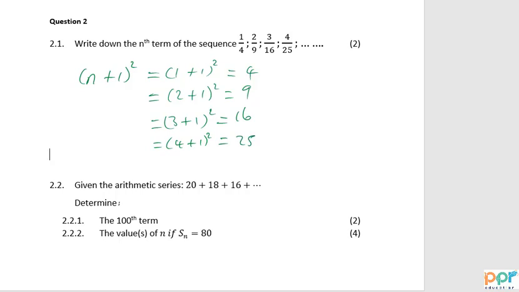So the formula for this pattern we can conclude by saying it's n over n plus 1 all squared. Remember, this is the same as the denominator we had at the beginning, n squared plus 2n plus 1. If we expand the brackets, it's one and the same thing.